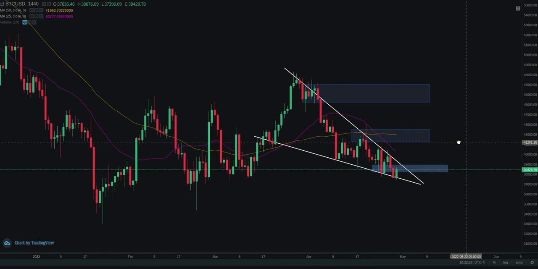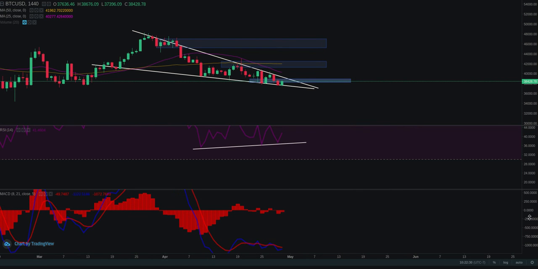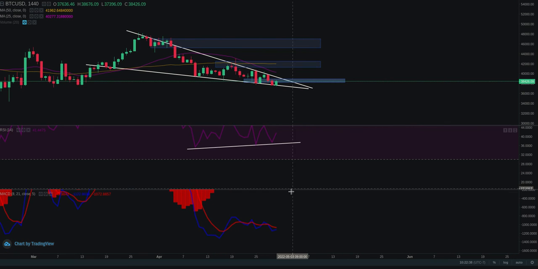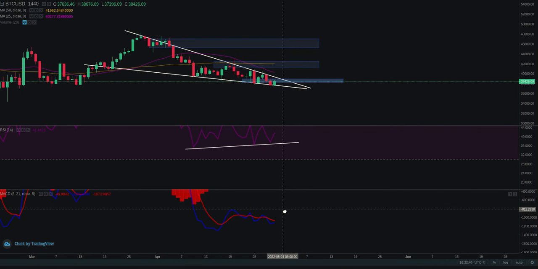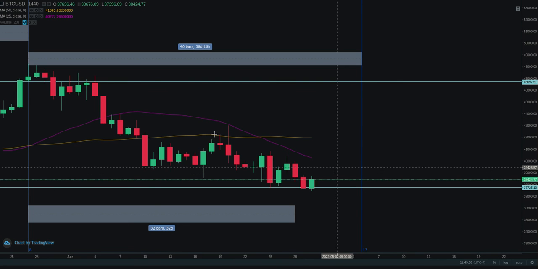Current price right now is 38,428. And if you notice on the daily, we could be crossing pretty soon. So if we do cross, then it's definitely going to confirm it a little bit more. But that's daily, so that's going to take a little bit longer.